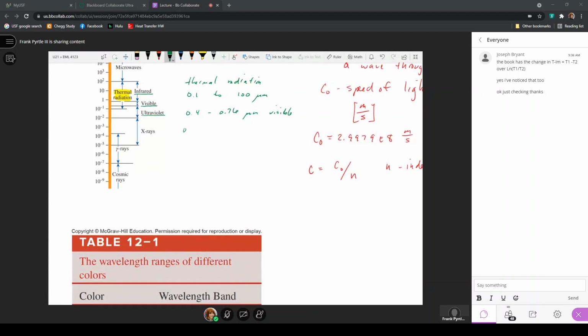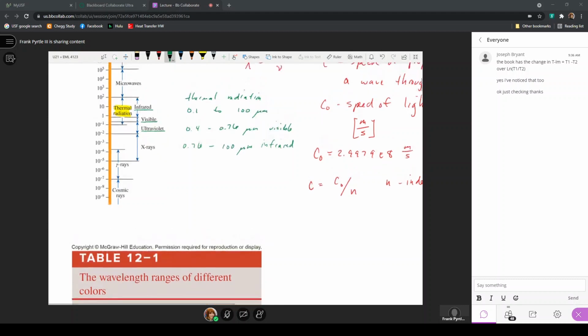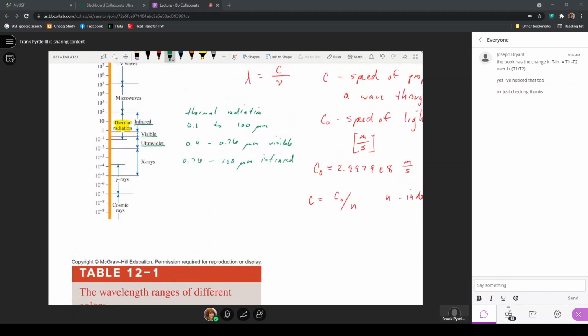is the visible light range. From 0.76 to 100 microns is the infrared range, which begins at the end of the visible light range if we're going from top to bottom. And then from 0.1 to 0.4 is part of the ultraviolet range.